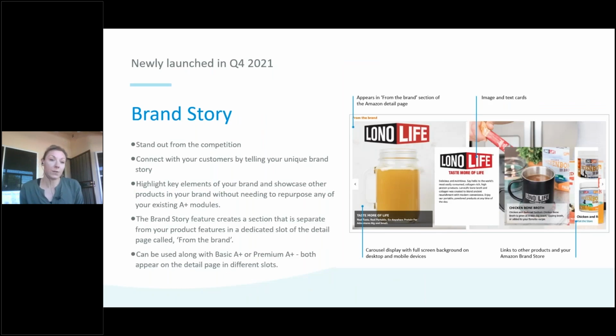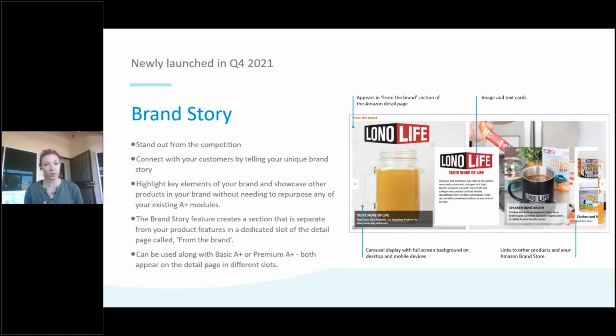Brand Story is another feature we've got. It was launched a year ago. We're wanting to make sure that brands really know about this feature. It can be used in conjunction with your A+ content, so it sits in a different slot entirely on the detail page. And it allows you to just tell a little bit more about your brand itself. So where basic A+ is really meant to focus on your product and try to get conversion that way, Brand Story is meant for you to showcase other elements of your brand.